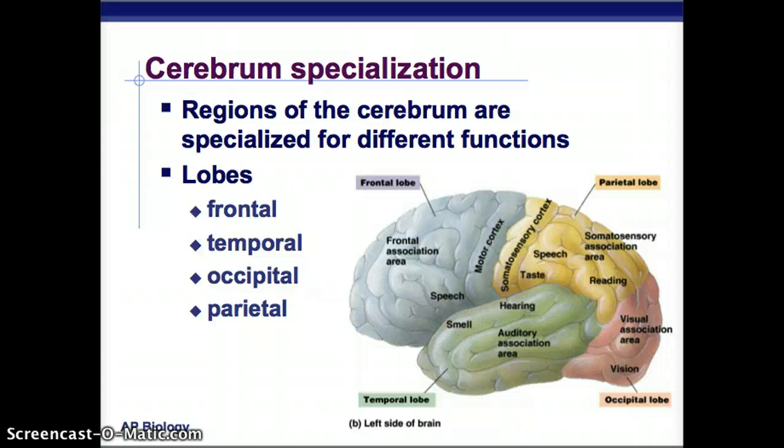All right, then the cerebrum specialization. Different regions are specialized for different functions, and it's got 4 different lobes: the frontal, temporal, occipital, and parietal. So here's the frontal, here's the temporal, here's the parietal, and at the very back is our occipital lobe. In the frontal lobe we've got speech, motor cortex. In the parietal lobe, we have some more speech, taste, reading, and so on. Temporal, smell, hearing, auditory. Occipital is a lot of visual.